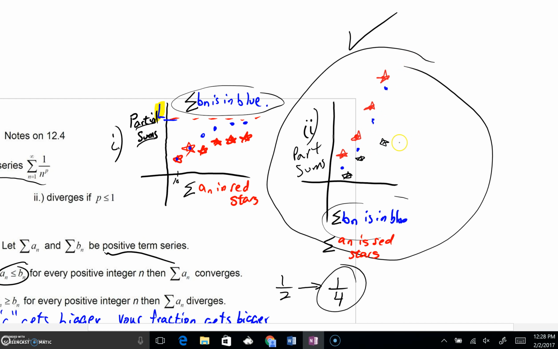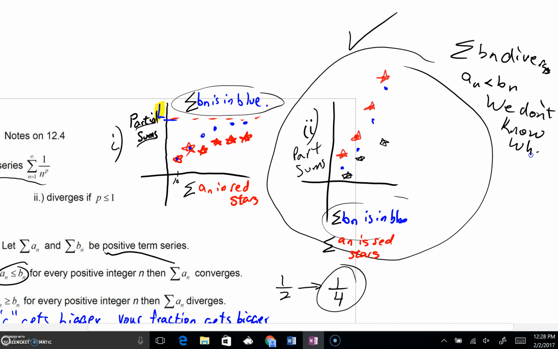Not necessarily. Like if you knew that B sub n diverged, and A sub n is smaller than B sub n term by term, these black stars would be under the blue dots. We don't know what's going to happen. We don't know what happens to this series A sub n. So that gets very frustrating.